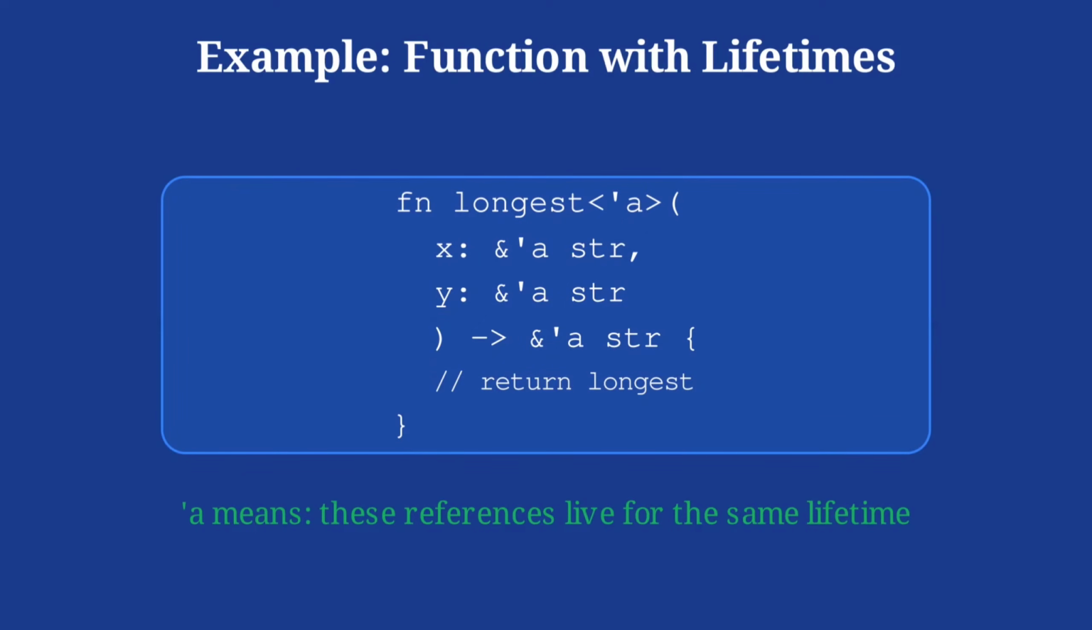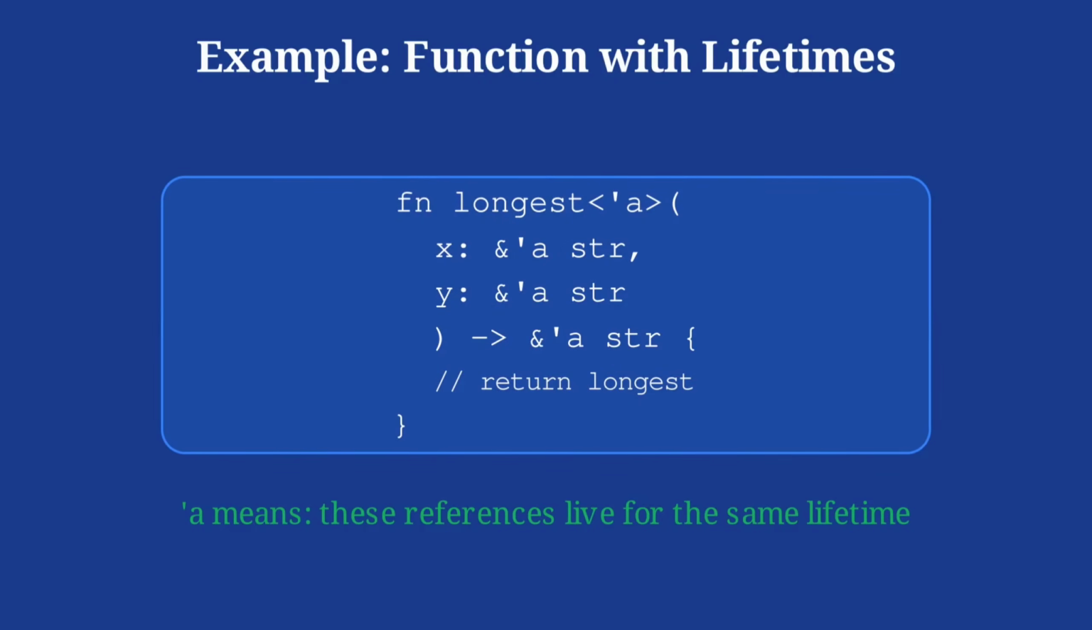It's important to remember these annotations don't change how long any of the values live. They are purely compile time tools. You are simply describing the relationships between the lifetimes to the compiler so that it can verify your code is safe.